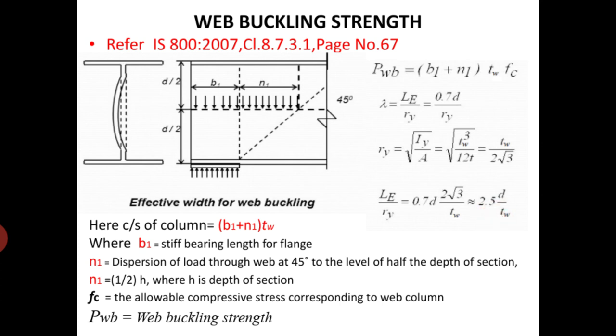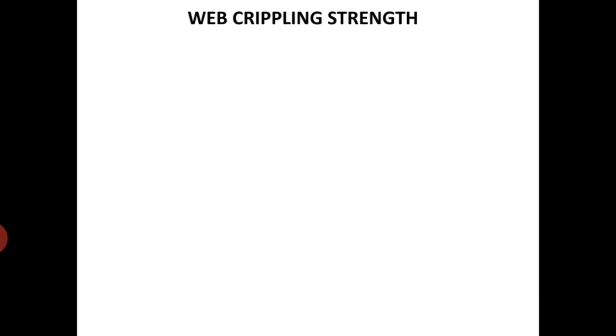Hence the slenderness ratio of the idealized strut can be taken as 2.5 d by t. Similarly, the next is the crippling strength, and this crippling strength could also be calculated assuming the empirical dispersion.